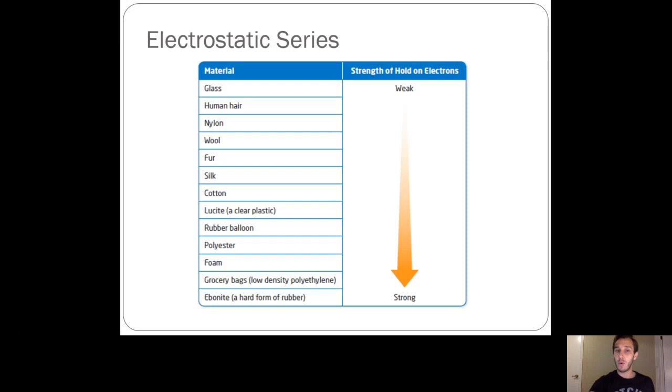It's got nylon, wool, silk, cotton, lucite, polyester, ebonite. Okay, it has all of these objects. We usually pull that box out with the grade 9s. We say, hey, listen, let's rub these two objects together and see what happens. We can't do that right now because we're not in person and the box is at school and I'm not risking coronavirus to go get it.